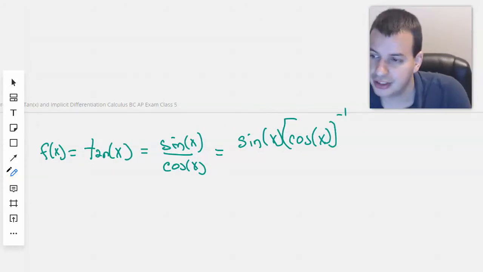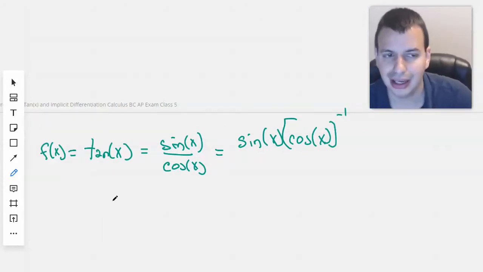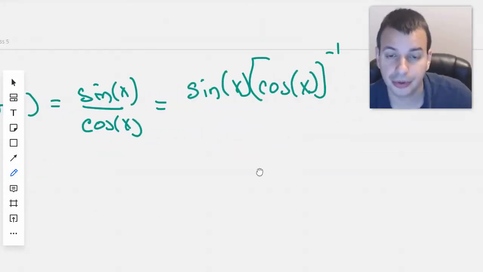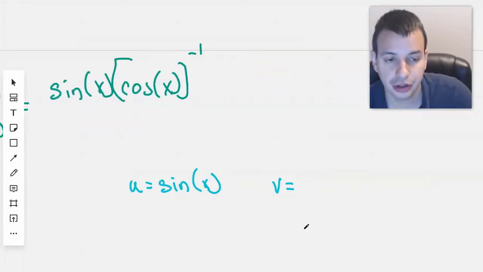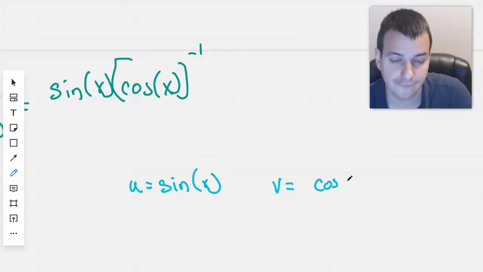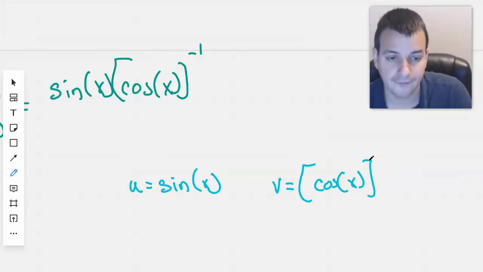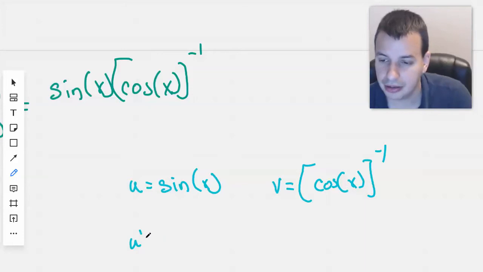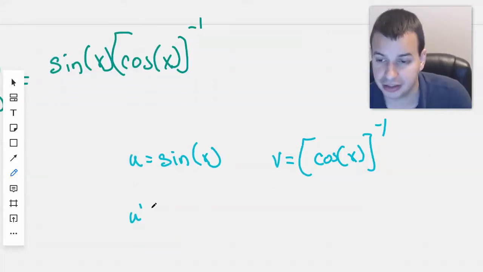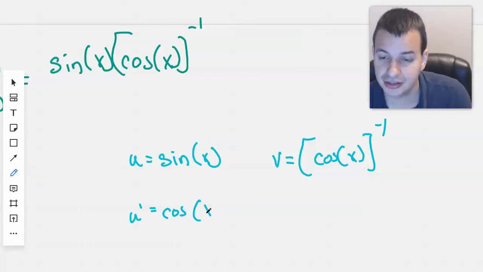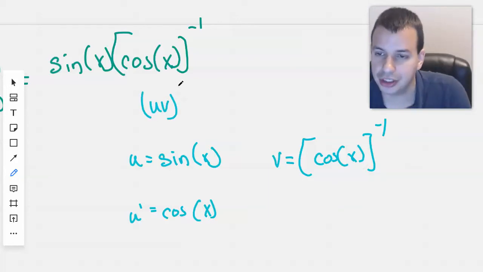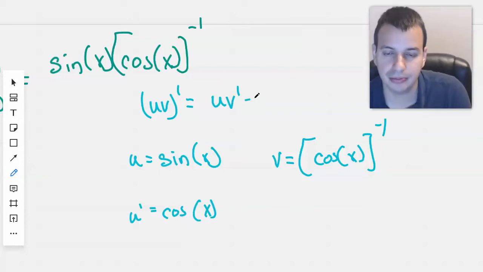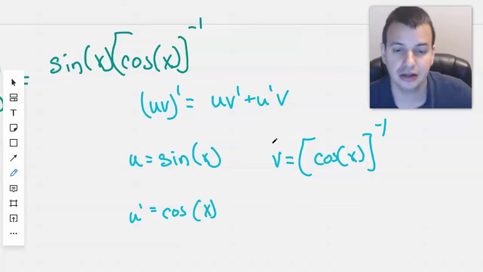So now we have our u and v set up here. Light blue. I enjoy light blue. So we'll say u equals sine of x, v equals cosine of x to the -1. We know that u prime then becomes cosine of x, since the derivative of positive sine is positive cosine of x. And just as a reference point, I'll write up the product rule right here, uv prime plus u prime v. So now comes the challenging part.